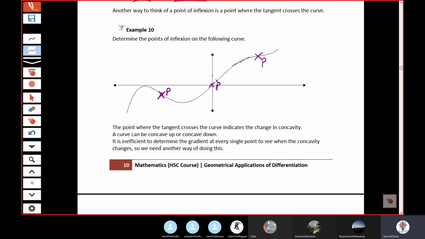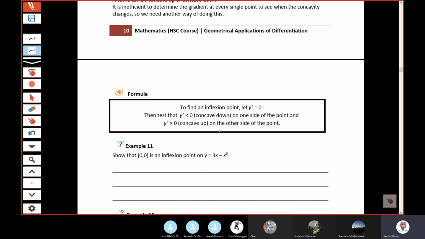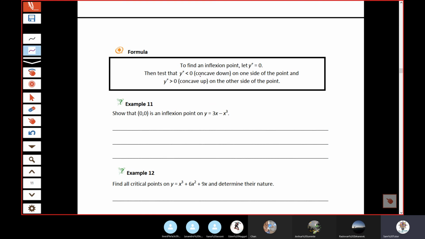It is inefficient to determine the gradient at every single point, so we need another way of doing this. To find an inflection point, we let y double dash equal 0. So we find a stationary point when y dash equals 0. How do we show something's increasing? y dash greater than 0. How do we show something's decreasing? y dash less than 0. How do we show a point of inflection? y double dash equals 0.